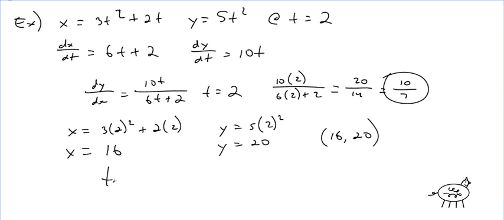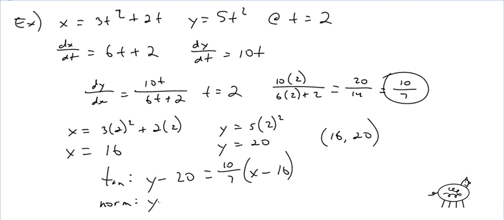And so we have our tangent line. It's pretty easy. The tangent line is just going to be y minus 20 is equal to 10 sevenths times x minus 16. And then, of course, your normal line is just going to be y minus 20 equals negative 7 tenths times x minus 16. Okay? That's pretty easy. So that's pretty much it with parametrics.